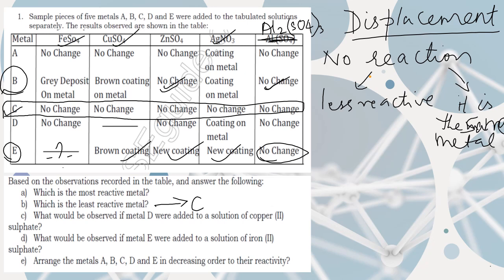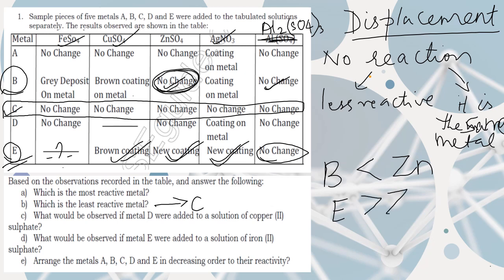Metal B is more reactive than iron, more reactive than copper, more reactive than silver. If it was more reactive than zinc, it would have displaced zinc from zinc sulfate. So metal B is less reactive than zinc. Now let's see metal E. Metal E is displacing copper, it is displacing zinc, and it is displacing silver. So metal E is more reactive than zinc.